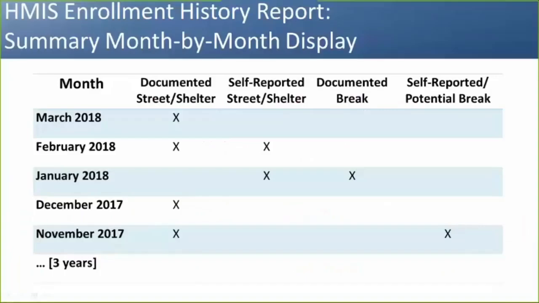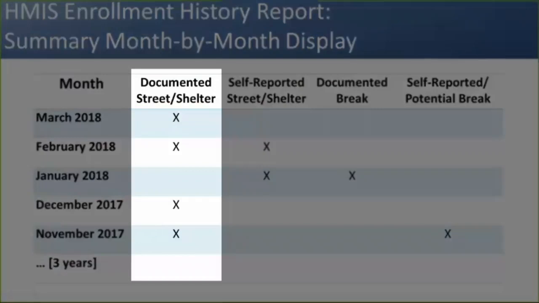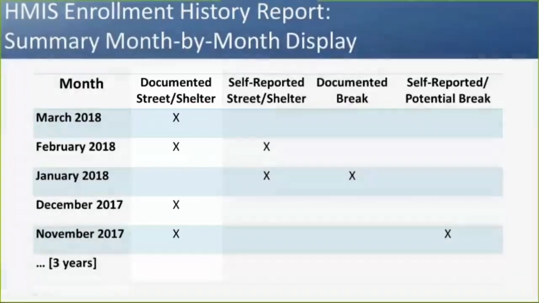The report is broken into two parts. The first part of the report shows the roll-up of a client's status in each month over a 3-year period. An X is used to indicate if any of the following occurred during that month. There was a documented street outreach contact or shelter stay based on an HMIS enrollment that provides evidence of a client's stay there. It does not include any information self-reported by the client. In months that include time in the shelter or on the streets and no breaks, this may be used as documentation for chronic status for that month without additional verification.